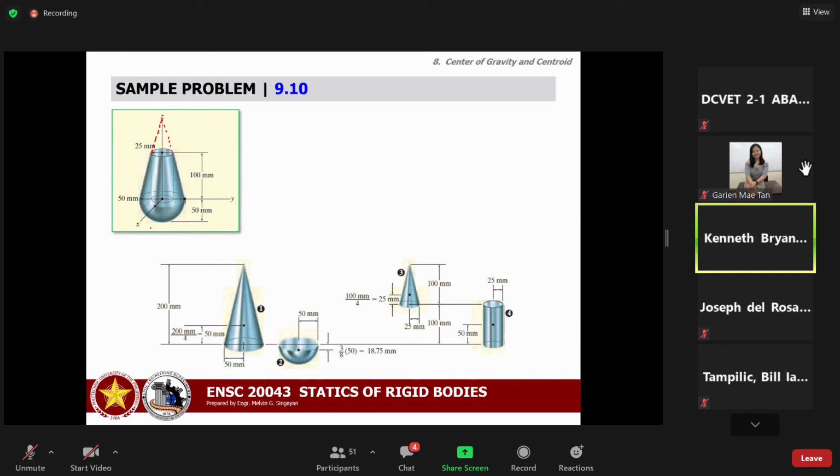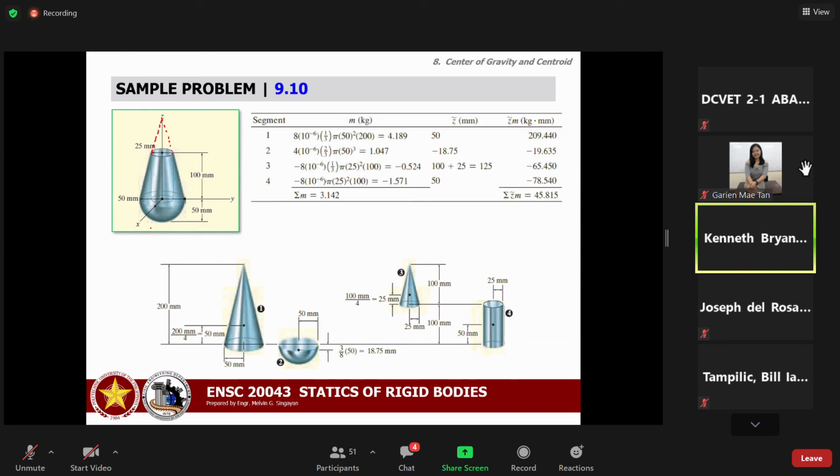Okay? So to solve for the location of the center of mass, ganun pa rin, similar with the example in tabular form. Take note, mass here is equal to density times the volume. So these values are the densities, these are the volumes. So segment 1, this is a cone. So the formula is 1/3 pi r squared h. Then the density is 8 times 10 to the negative 6. Take note, this is in kilograms per cubic millimeter. The given 8 megagram per cubic meter has just been converted into kilograms per cubic millimeter.